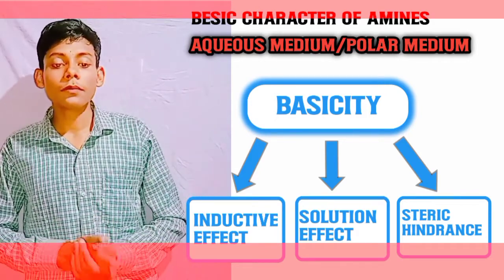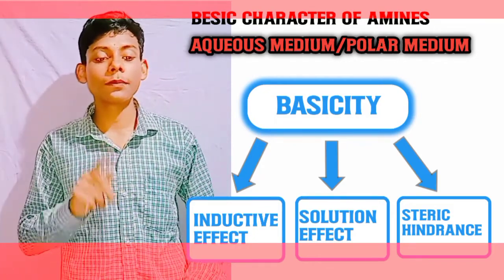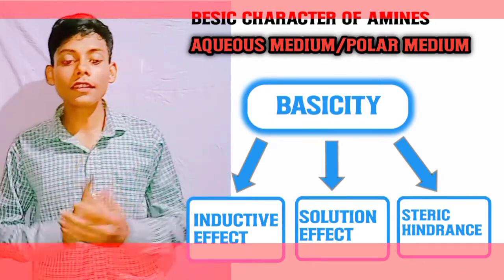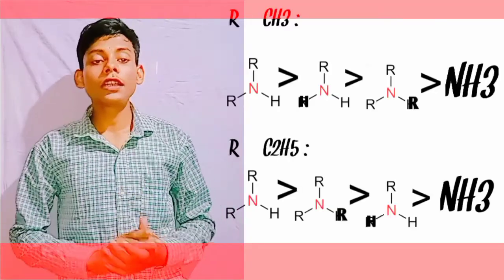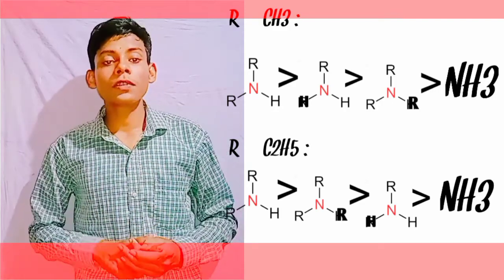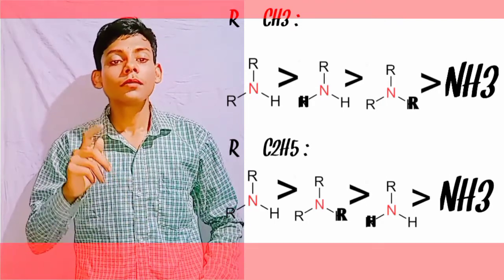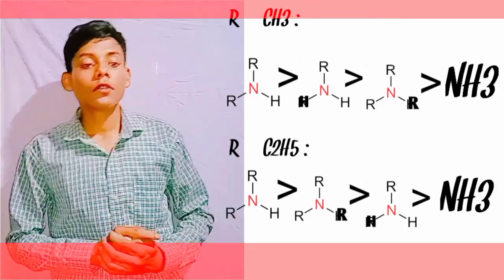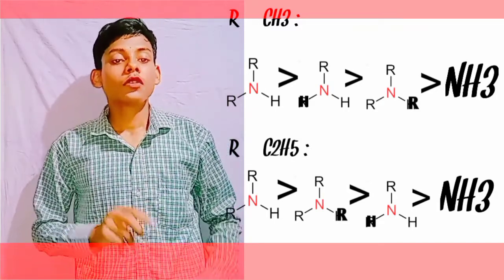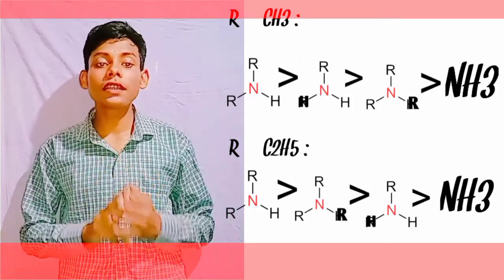So, polar medium. Basicity depends on three effects. Firstly, inductive effect. Secondly, solvent effect, and thirdly, steric hindrance. When R is CH3, then 2-degree amine is more basic than 1-degree amine, is more basic than 3-degree amine, is more basic than NH3. But when R is C2H5, then 2-degree amine is more basic than 3-degree amine, is more basic than 1-degree amine, is more basic than NH3.